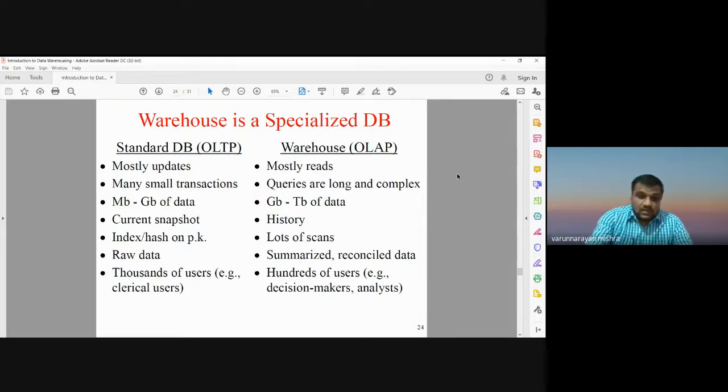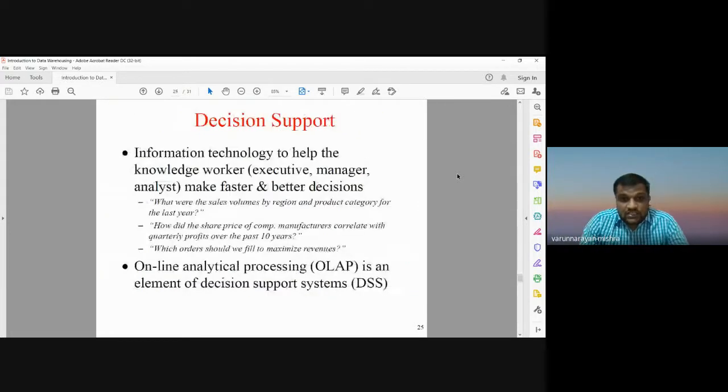and analysts. So decision support is a kind of information technology that helps the knowledge worker. It may help executives, managers, and analysts make faster and better decisions. So this decision support system helps different executives and managers make faster and better decisions.